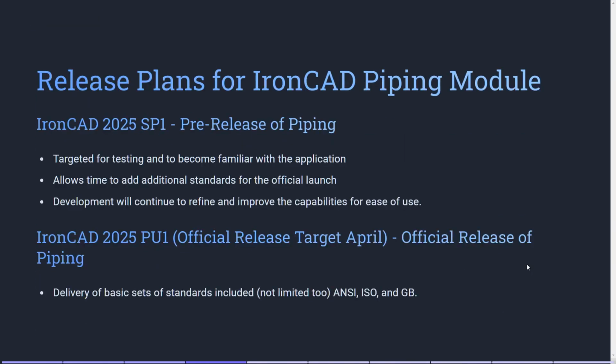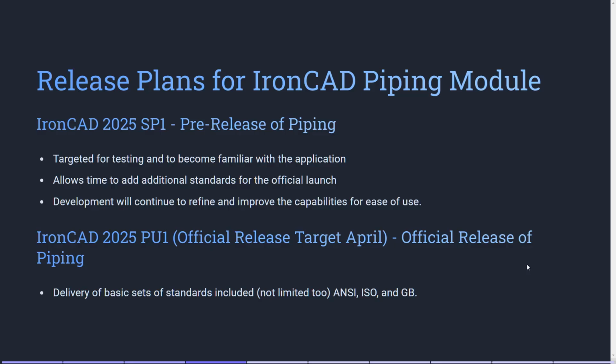Okay, so the release plans for the IronCAD piping module. Currently in IronCAD 2025 SP1, the module is available in a pre-release state. Basically what I showed you today is available in the current version. This is targeted to allow you to start testing and becoming familiar with the application, seeing how the toolboxes can be used, and allows us time to add additional standards for the official launch. We'll also continue to develop the components to refine and add more improvements to the usability of the product.